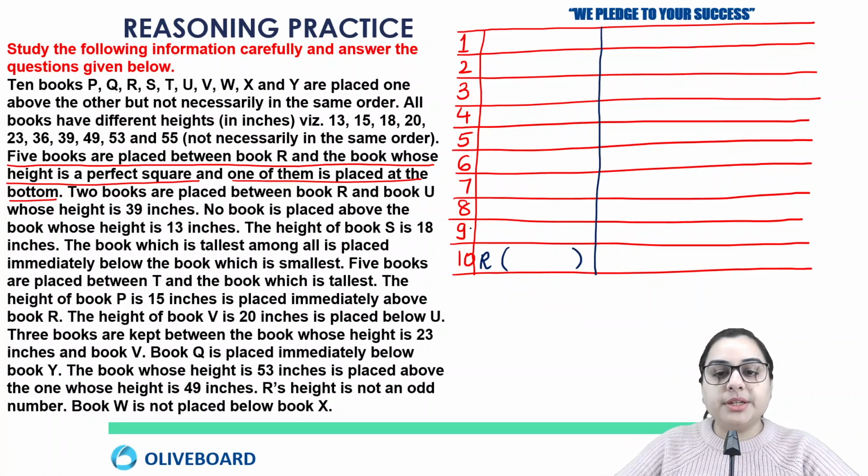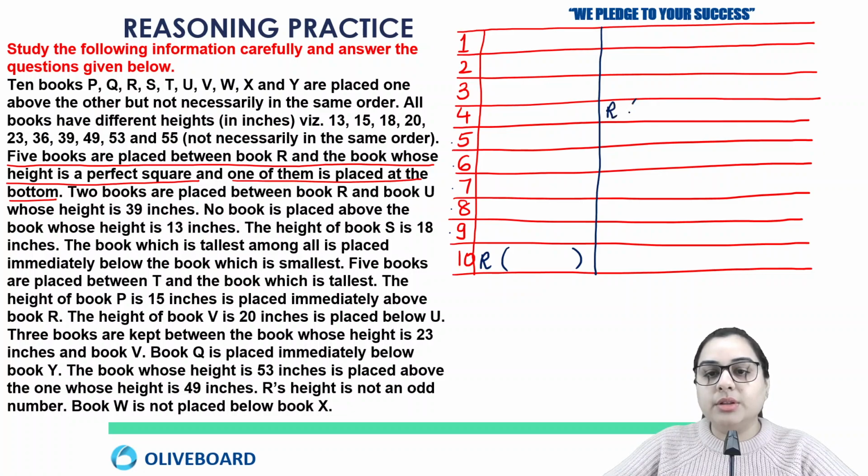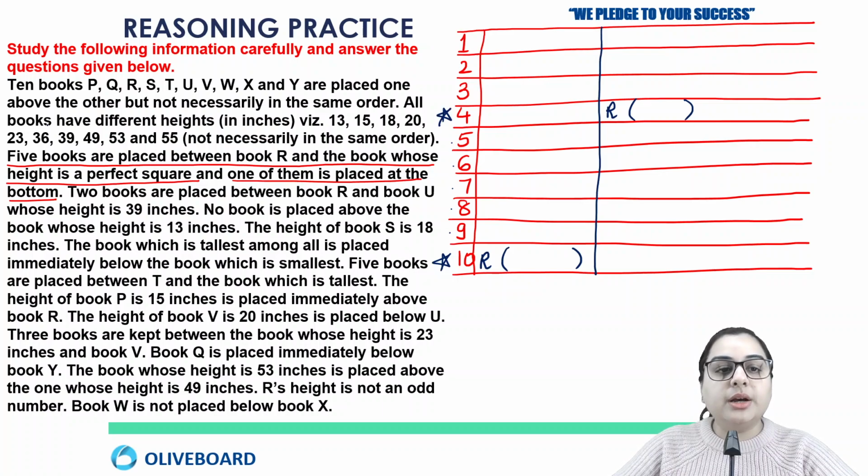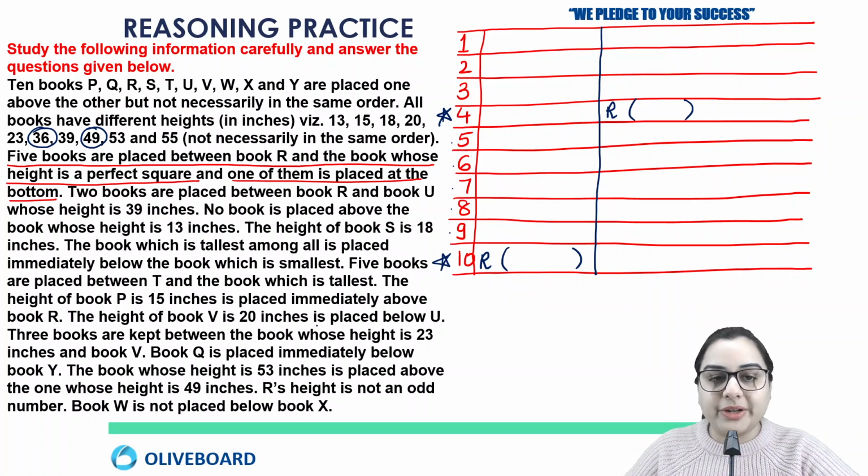The other possibility is that there are 5 books between R and the other book. Leaving 1 2 3 4 5, the other possibility is the 4th position. So either R can be on the 10th position or R can be on the 4th position, and on the other position we write a book whose height is a perfect square. In the details there are two perfect squares, 49 and 36, so we are going to find that later.